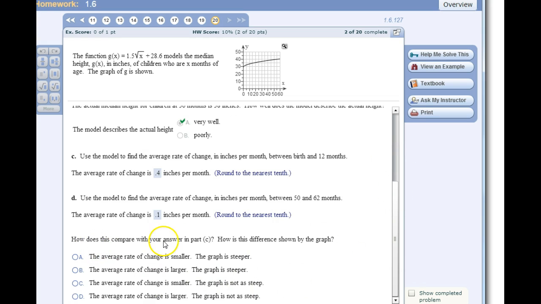How does this compare with your answer to part C? It's smaller. A says it's smaller, C says it's smaller, so it's one of those two. Is it steep or is it not as steep? It's not as steep the further we go. So that's C.